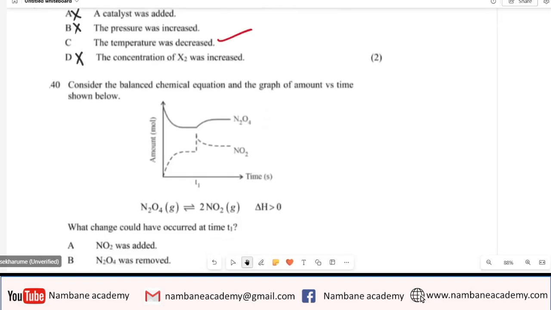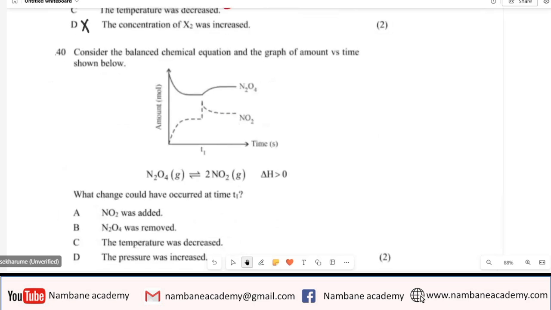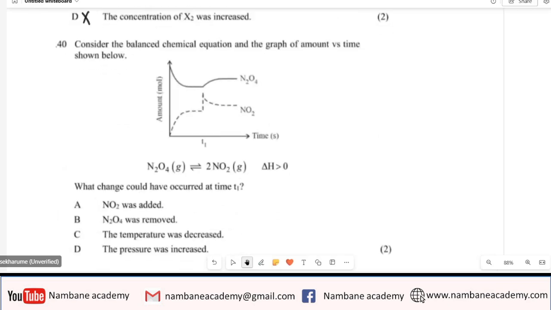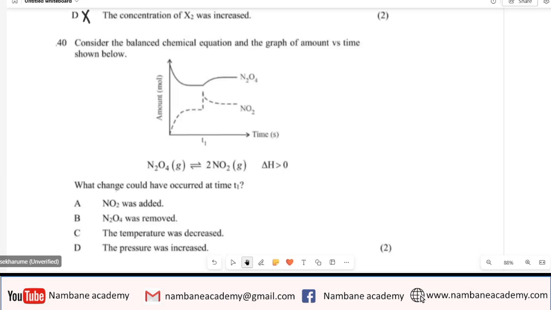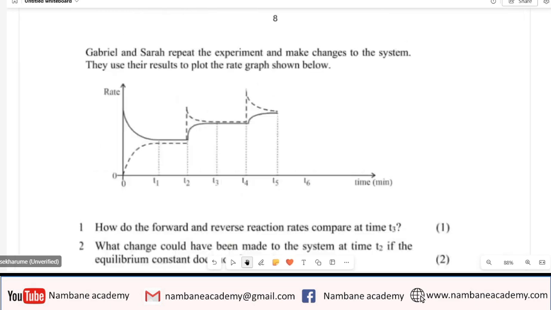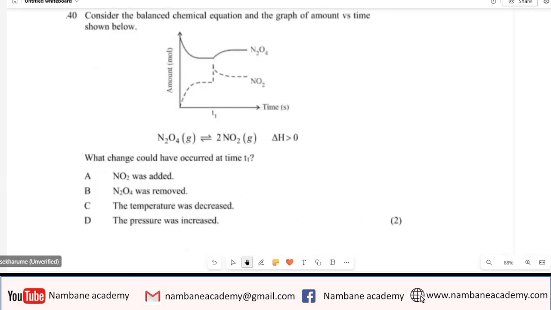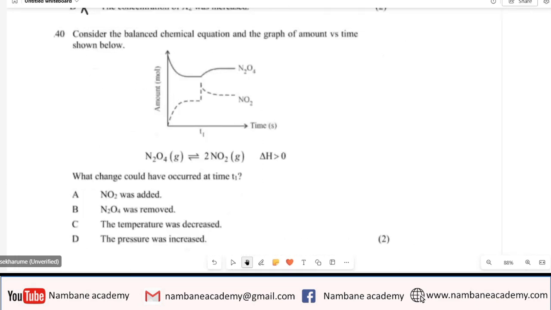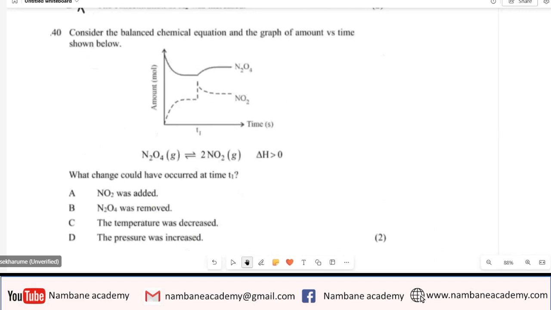I think this one will be the last one on multiple choice questions. I have one question under rates of reaction, the long question, yes. So for multiple choice, I'm having number 40 there. Consider the balanced chemical equation and the graph of amount versus time shown below. Amount, which is number of moles, versus time. This one is the same as the concentration versus time graph. Okay. What change could have occurred at time T1?